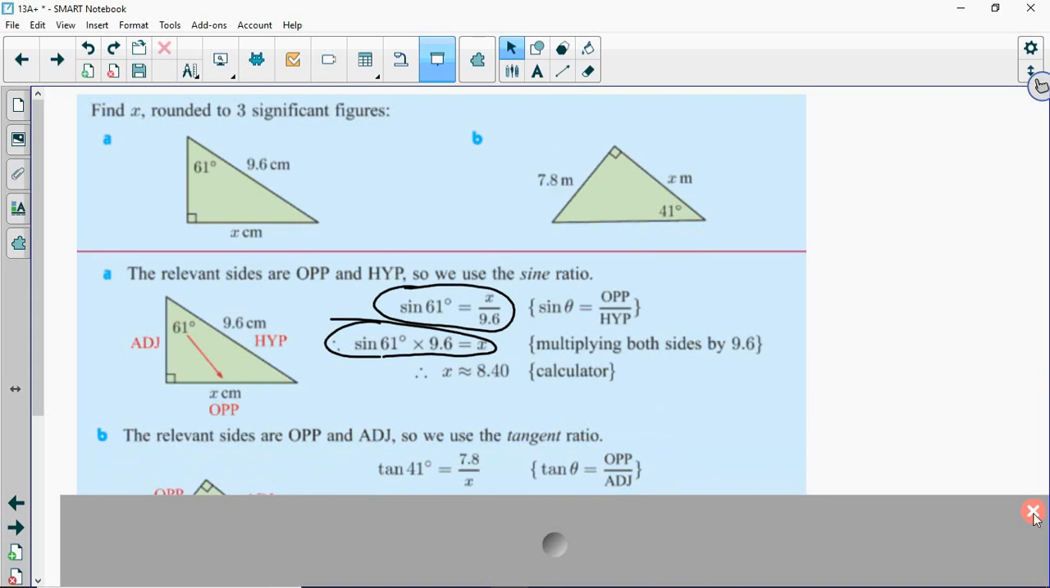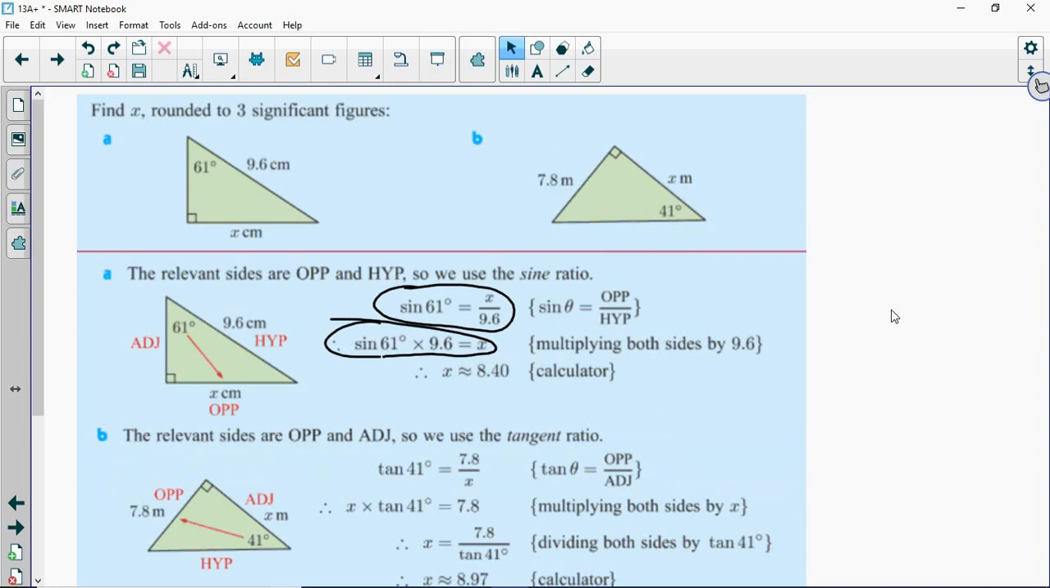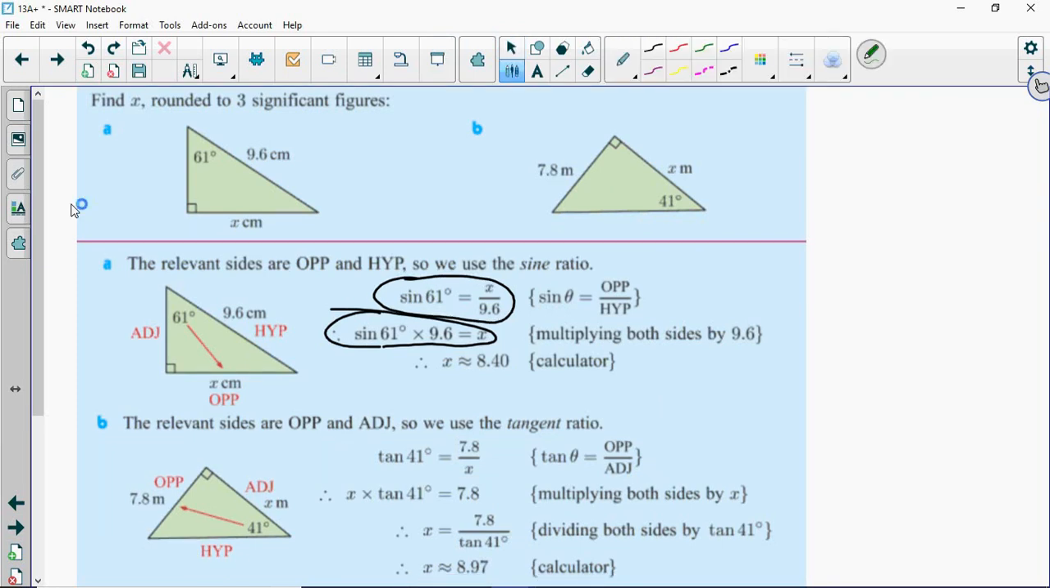And then we just get x alone. And again, we just go to the calculator and we'll do 7.8 divided by tangent of 41 degrees, and we'll get an answer. As far as finding sides is concerned, that's as hard as it gets. Look at your picture, figure out what trigonometric ratio you could set up, write an equation, get the variable alone, solve it using a calculator. That's all there is to it.